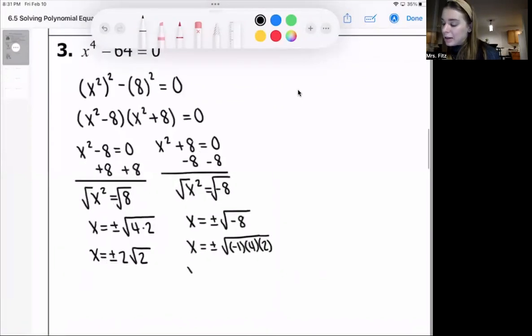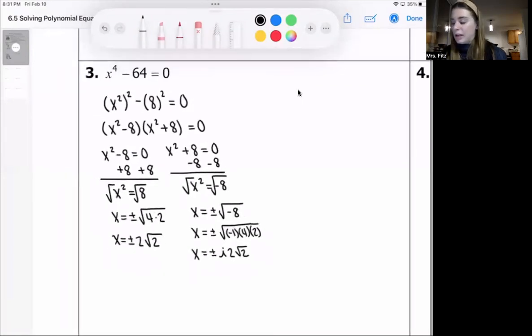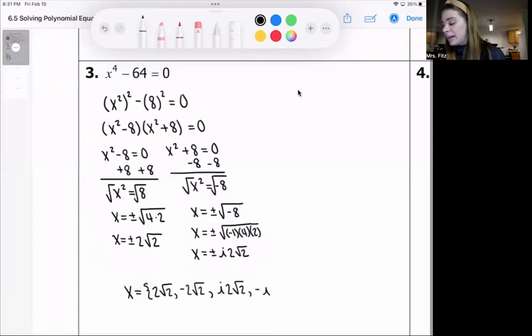And then x equals plus or minus square root of -1 is i, and then square root of 4 is 2 root 2. So for this fourth degree, note we have 4 different answers. x could be positive 2 root 2, x could be negative 2 root 2, x could be i 2 root 2, and x could also be negative i 2 root 2. Now notice we got 4 distinct solutions. It was a fourth degree.